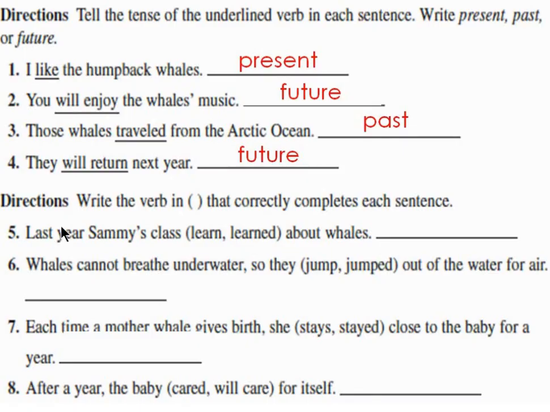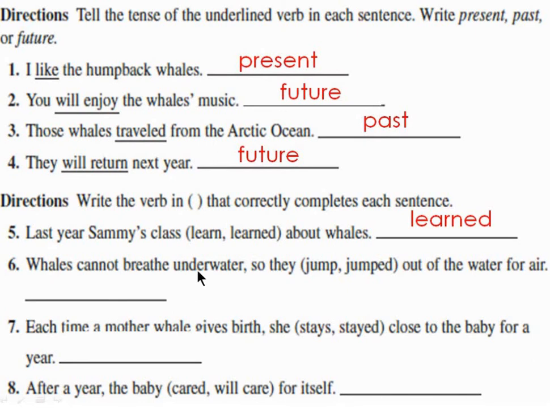Let's continue. Directions. Write the verb in parentheses that completes each sentence. Number 5. Last year, Miss Class learned about whales. Look at the sentence. It has the words last year, so it means it is already in the past. So what is the correct verb that we're going to use? Learned. Excellent. Number 6.